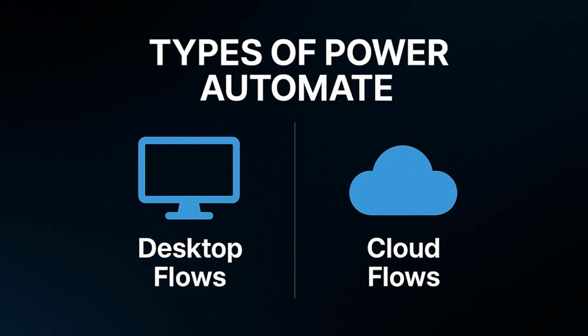Now, Power Automate mainly has two types: desktop flows and cloud flows. Let's understand both one by one.